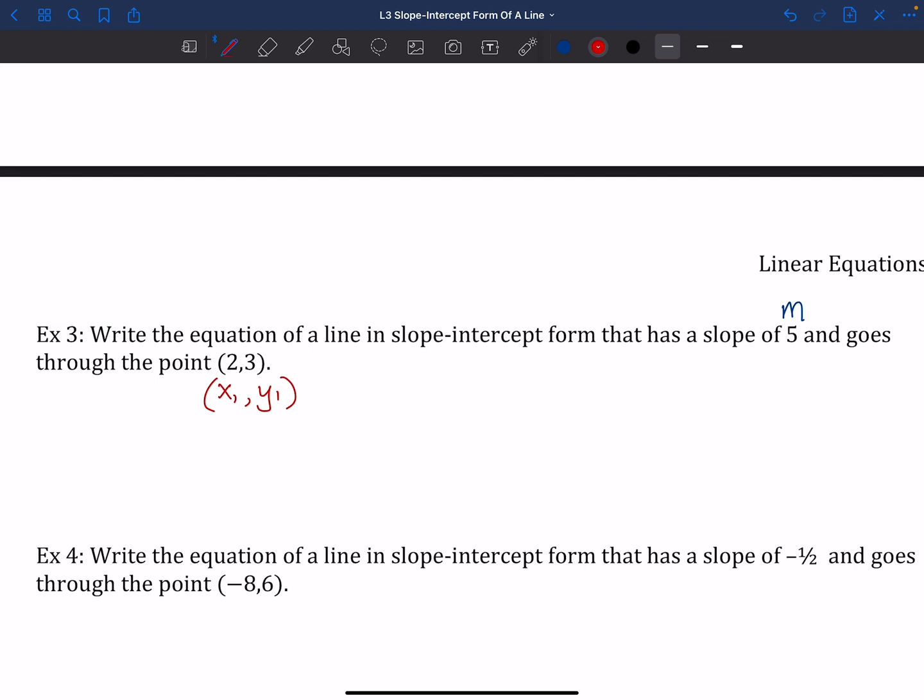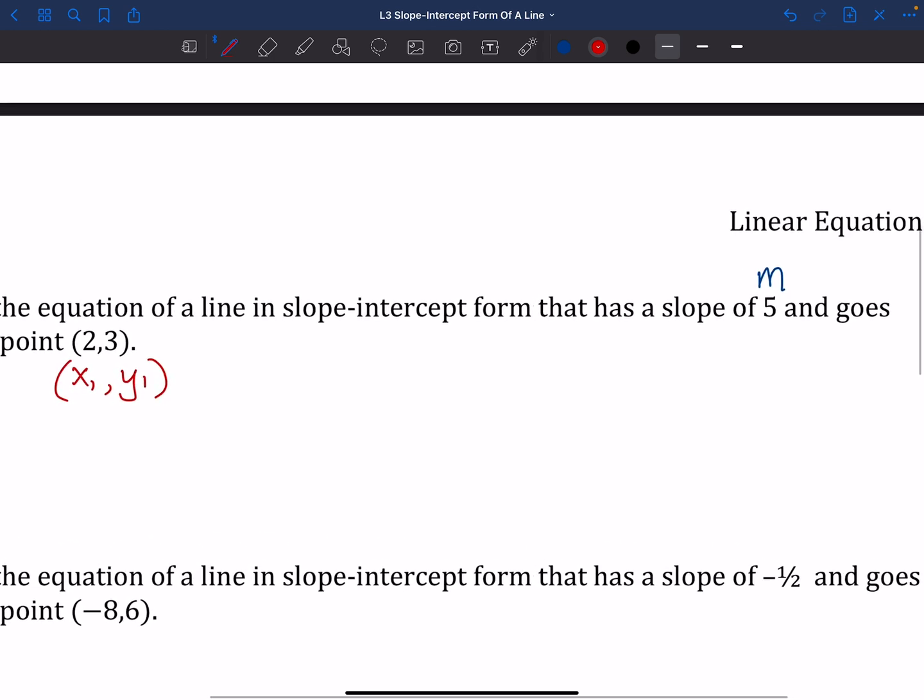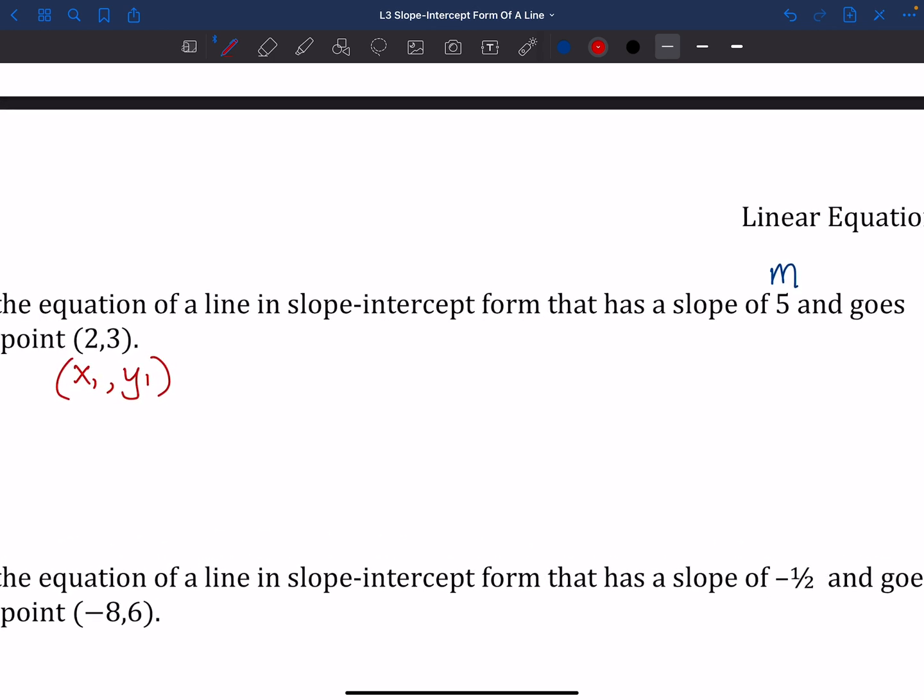Depending on who you go to and who you talk to and how they learned it, they might have a slightly different way to do this. But what I find the easiest is to just use what we already know and work with that to turn it into slope-intercept form. So what I have so far is a point and a slope. So I'm going to start in point-slope form.